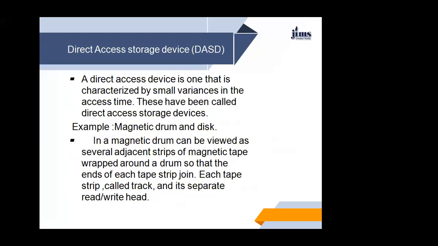A direct access device is one that is characterized by small variance in the access time. These have been called direct access storage devices. Examples of direct access storage devices are the magnetic drum and disk. A magnetic drum can be viewed as several adjacent strips of magnetic tape wrapped around a drum so that the ends of each tape strip join. Each tape strip is called a track and has its separate read-write head.